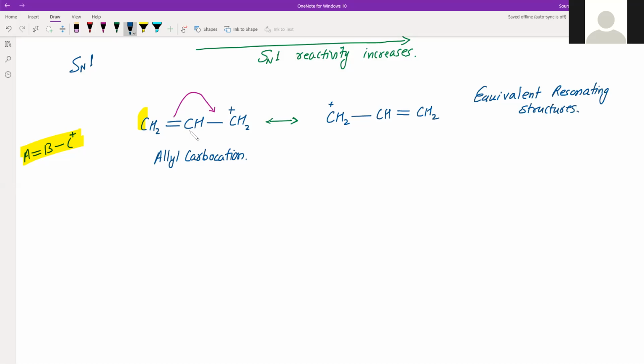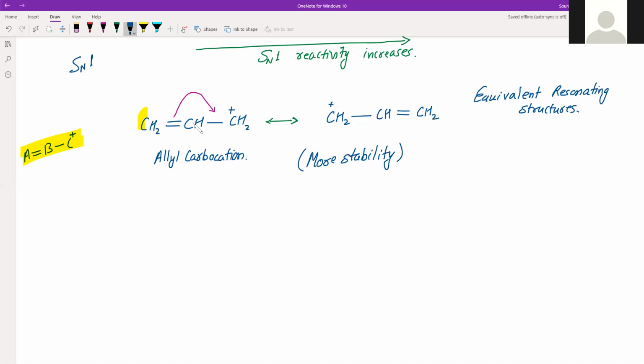There is a double bond between CH2 and CH on both sides, and after CH there is a CH2, and that CH2 has a plus charge on both sides. So that's why these structures are the same. The only thing is their orientation is different. Such structures are called equivalent resonating structures, and that gives more stability to that particular carbocation. So this causes more stability. And next, that was about allyl.